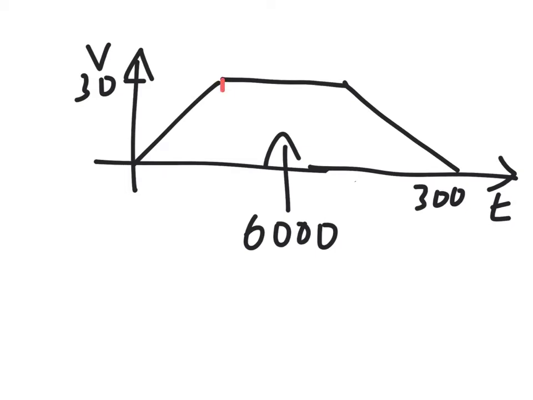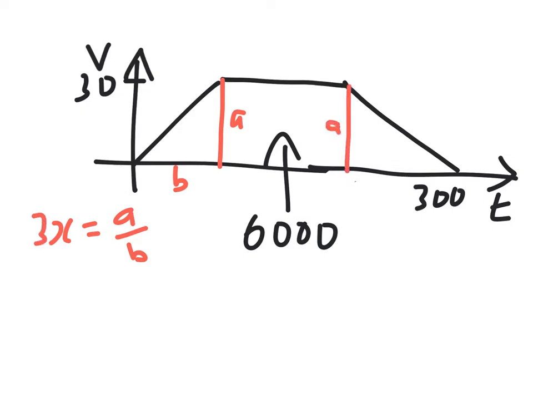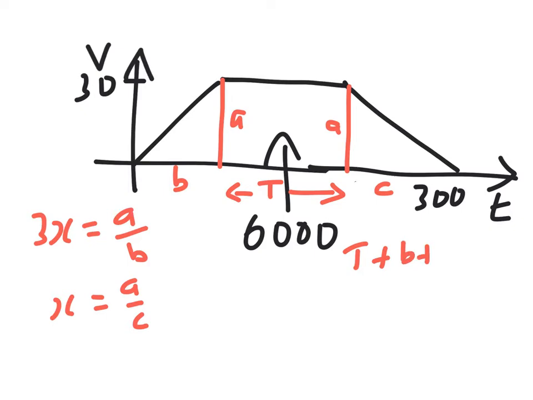So if it's accelerating at x, then a over b equals x. Oh, sorry, at 3x, but this bit is x, so a over c is x. This time is t from there to there, so I know that t plus b plus c equals 300.